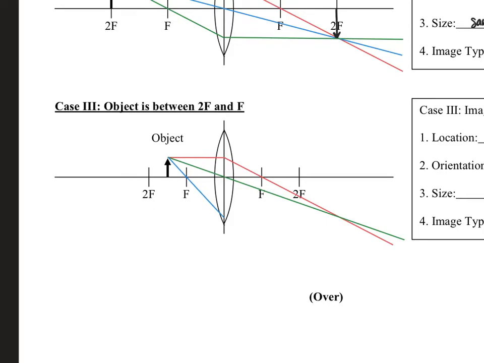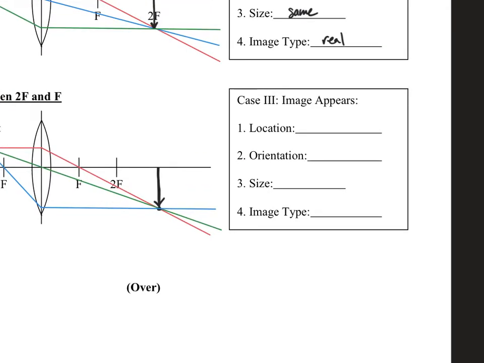So F right there, and then refracts parallel to the principal axis. If I move that, there we go. So where's our image? So the top of our image should be where these points meet. So our image looks like this. And so now let's fill in our information. So the image is still on the opposite side of the object. The orientation is inverted. The size is bigger or larger now, and the image type is still real.